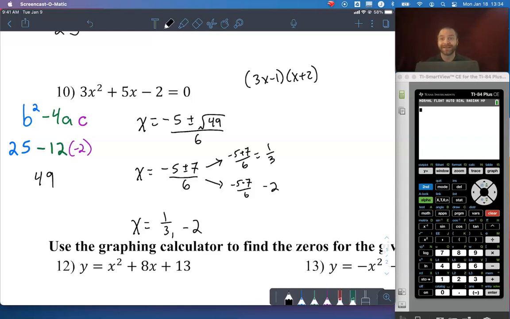Now, if you get a discriminant that's negative, that means you're going to have imaginary solutions. So that discriminant tells you certain traits.